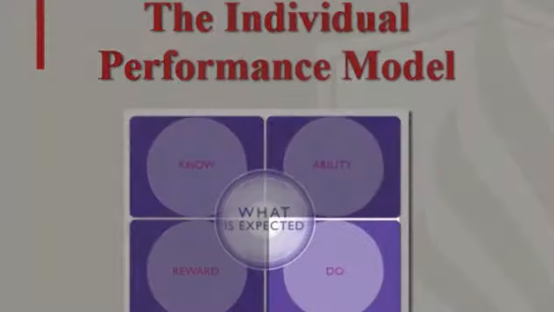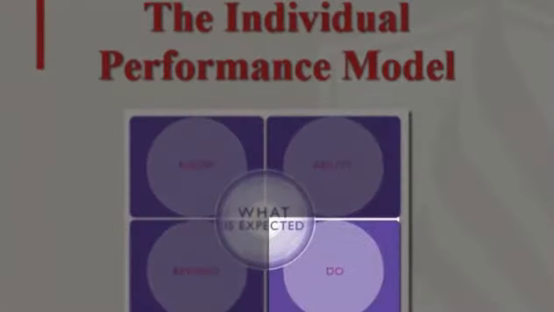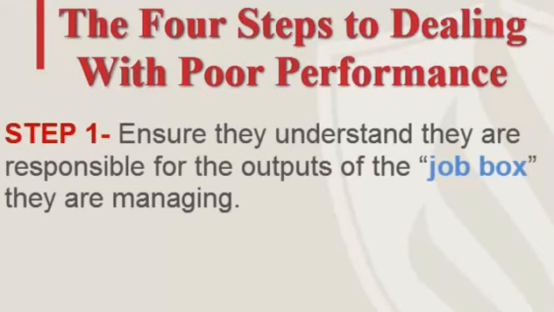All right, so we've just taken a look at all the reasons why people don't do what we want them to do. Now let me give you the process for how to handle people that don't want to do what we need them to do, or more importantly, what they've already agreed to do. So let me give you the 4-step process that we use for dealing with what we'll call non or poor performance. Step number 1 is we need to ensure that each individual on the team understands that they are responsible for the outputs of the job box that they're managing.